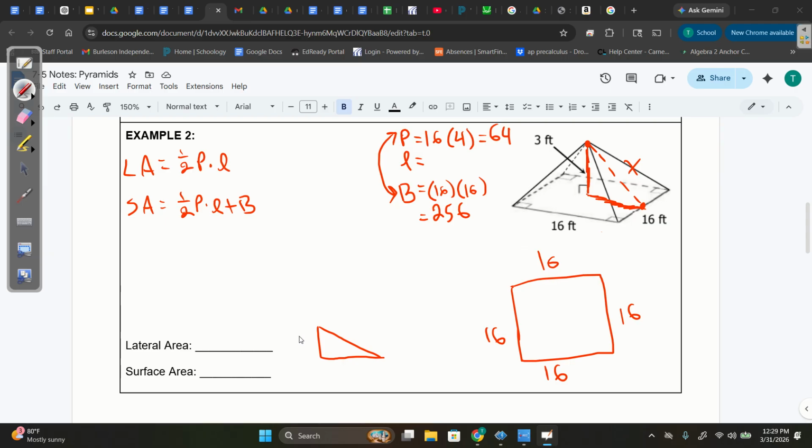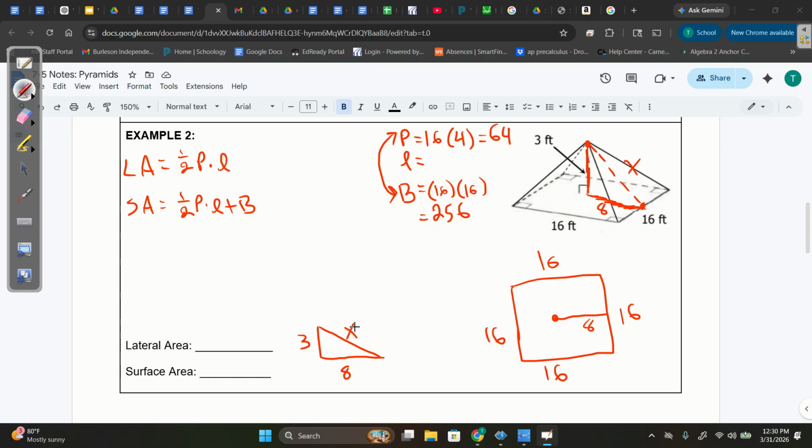The height of this right triangle is 3. The base of this right triangle starts at the middle of my base and goes over. So it's going to be half the length of my base, which half of 16 is 8. And we don't know what the diagonal is, so we're going to call it x.